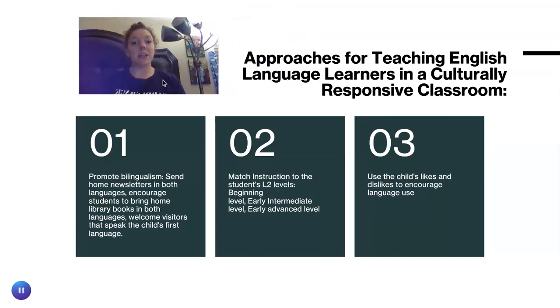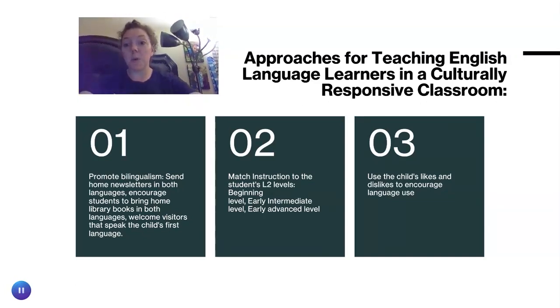Approaches for teaching English language learners in a culturally responsive classroom. So the first one that I really liked was promoting bilingualism. That means that we would be sending home newsletters in both languages, the child's home language and the school language, English, but also encouraging students to find books in the library that are in their own language as well as in English. That way we're not just always constantly saying English, English, English, and they're left kind of feeling like, oh, is my language bad?